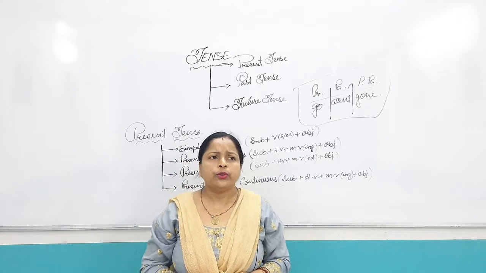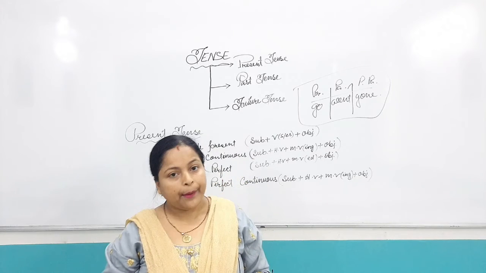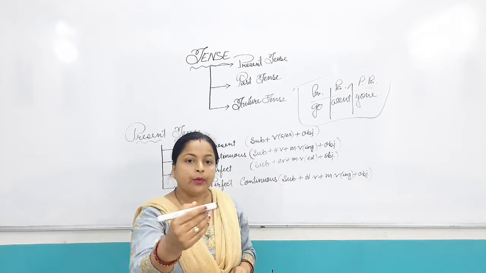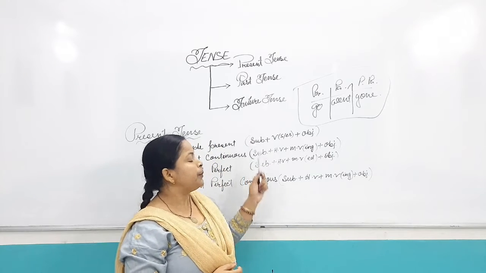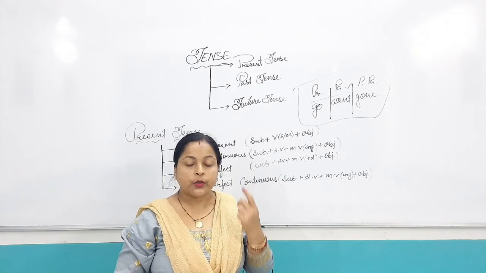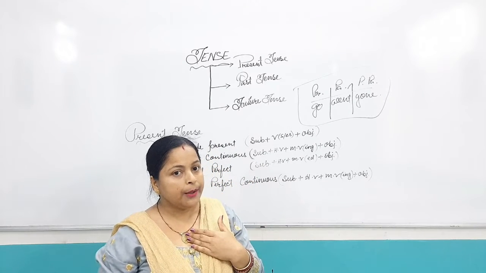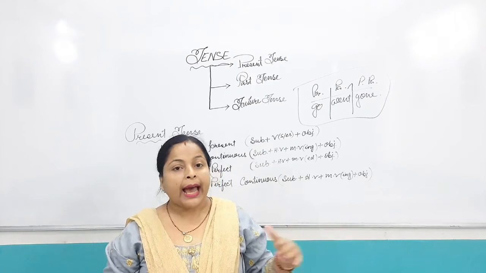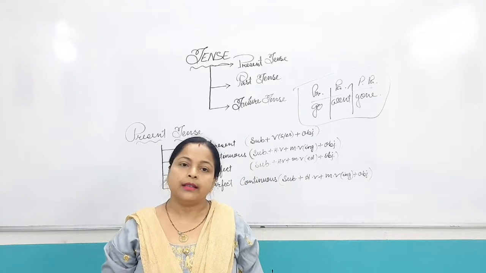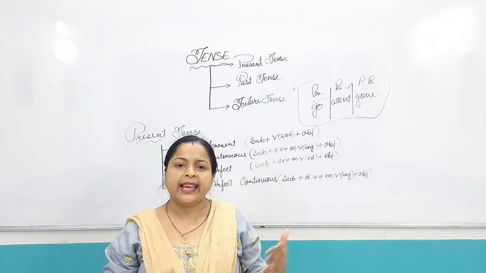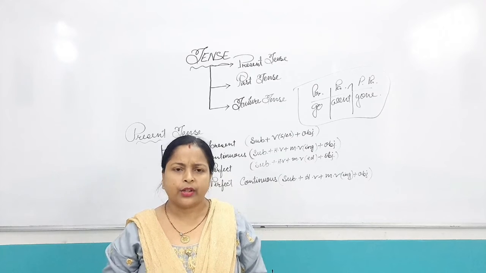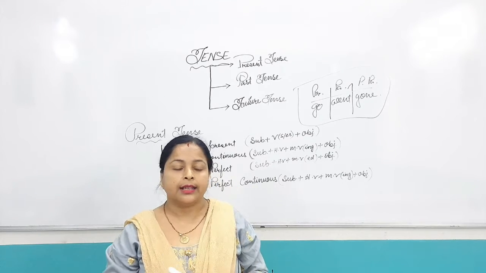So many of you may not know about the persons, so I want to tell about persons. There are three persons: first person, second person and third person. First person: I, we. Second person: you. And the remaining are third person: he, she, they, Meera, Geeta, any kind of name. So these are third person.